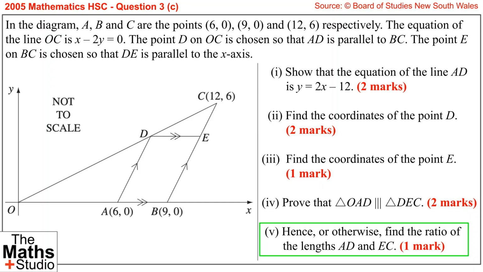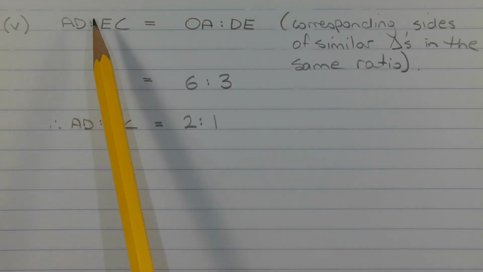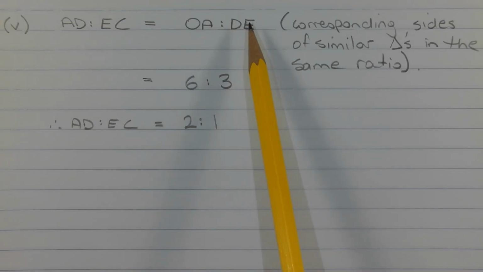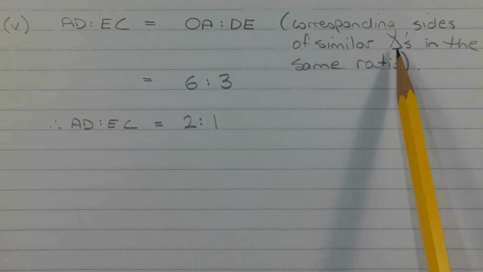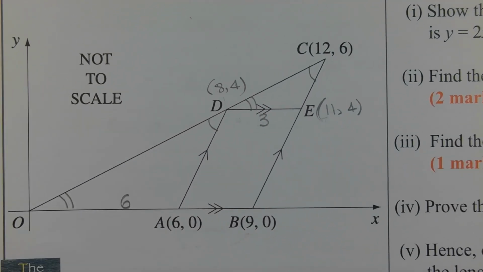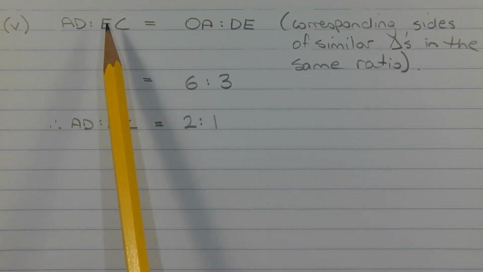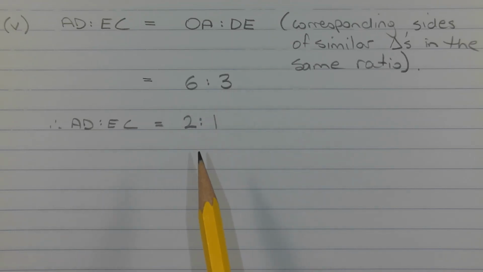Part 5. Hence or otherwise, find the ratio of the lengths AD and EC. The ratio AD to EC is equal to the ratio OA to DE, and the reason is corresponding sides of similar triangles are in the same ratio. Going back to the diagram, the length OA is 6 units, the length DE is 3 units, hence AD to EC is equal to 6 to 3, which simplifies to 2 to 1. Therefore, the lengths AD and EC are in the ratio 2 to 1.